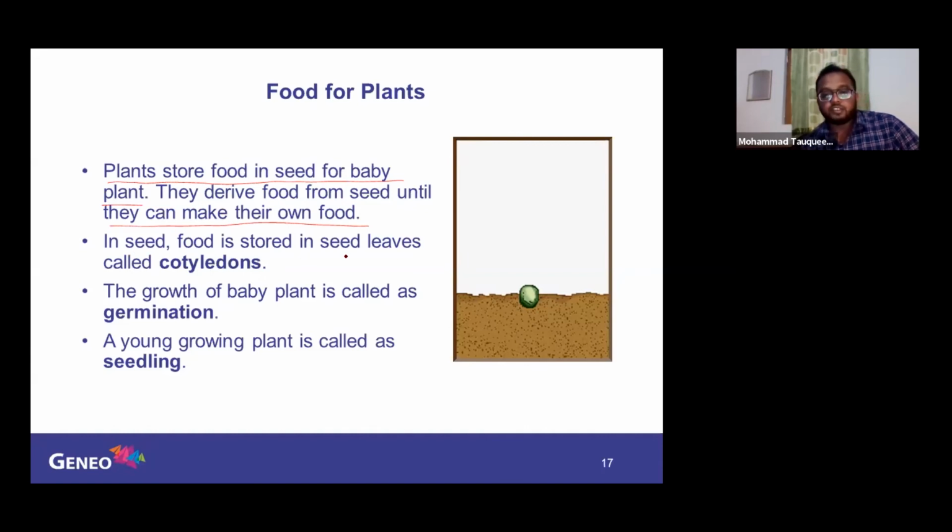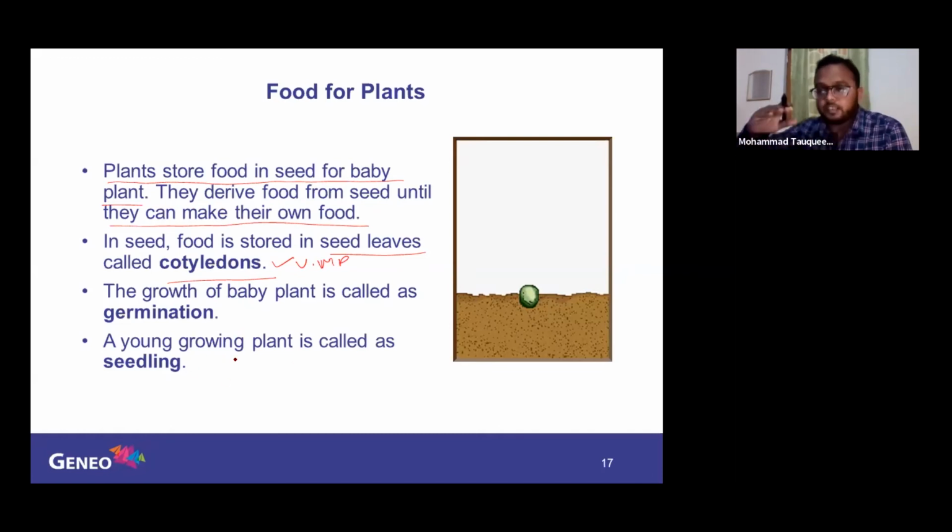In the seed, food is stored in seed leaves. The seed leaves are known as cotyledons. This is very important. What is the term we use for seed leaves? Cotyledon. The growth of the baby plant is called germination. A young plant growing is called a seedling.